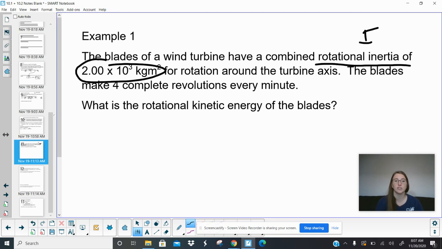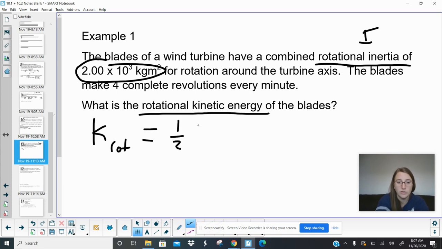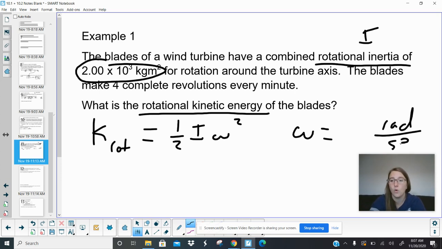What is the rotational kinetic energy of the blades? So we want to pay attention to what they're asking us to find here. They're asking us to plug in to the kinetic energy for a rotating object. So we are going to need to plug in here. Now, again, we have I. In order to get the kinetic energy, though, we do need to know the angular velocity. So I want you to look back to your notes from yesterday. Figure out what the angular velocity is in radians per second. In order for this formula to work, it has to be in radians per second. Look back to your notes, go ahead and give it a shot.